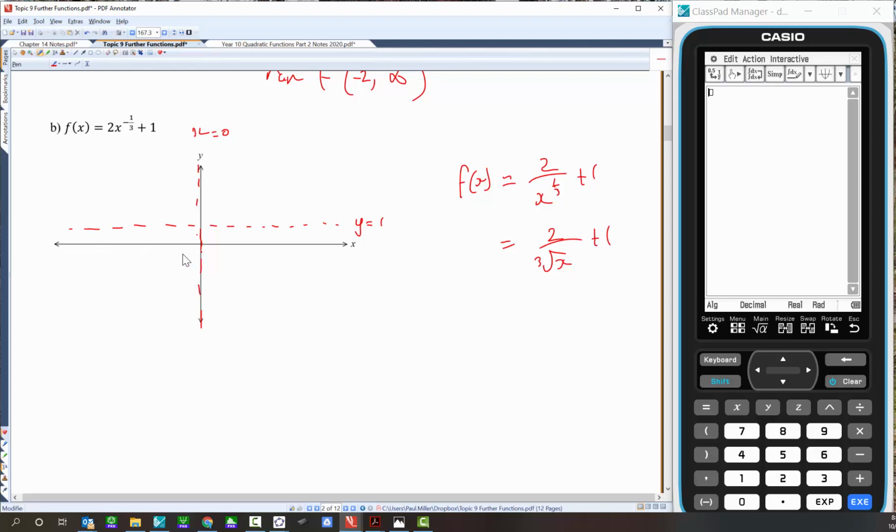Let's concentrate on this side to get the shape, and then we're going to use symmetry to get this other part of the, in inverted commas, hyperbola. So let's say 0 equals 2 over x to the 1/3 plus 1. Now we go to negative 1 equals 2 over x to the 1/3. So x to the 1/3 equals negative 2. Then we'll power 3 both sides, so x equals negative 8. Let's pop it in there, negative 8.